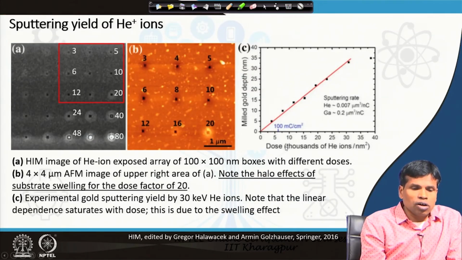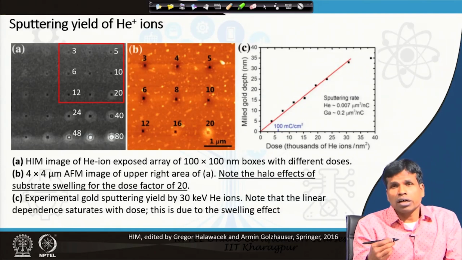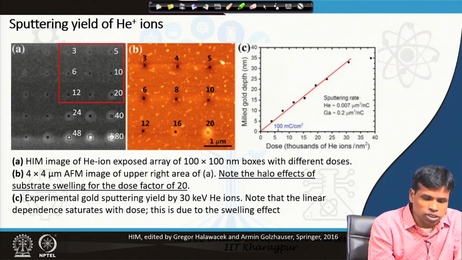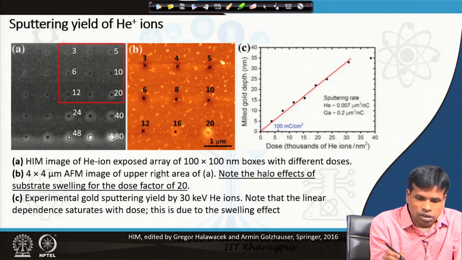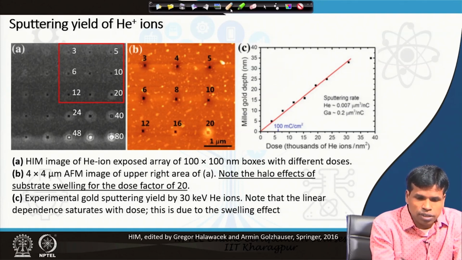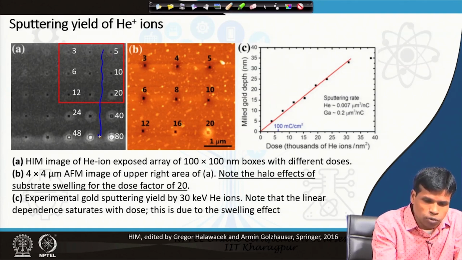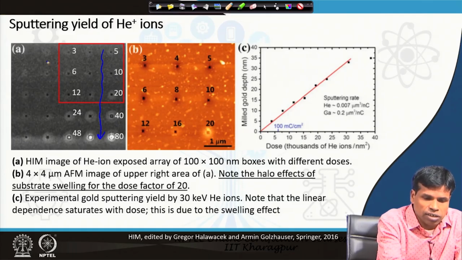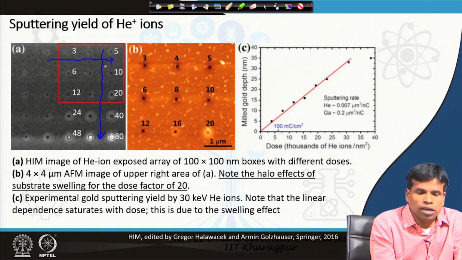Here is another example of the sputtering yield of helium ions. As the incident dose of helium ion changes, the sputtering yield will change. On the left side, you see a helium ion microscopy image, where dots or pores are created by milling with different doses of helium ions. When we go in the downward direction, the dose increases by a factor of two, and in the horizontal direction it also increases like 1, 2, 3, 4, 5. In this manner, it can be increased.